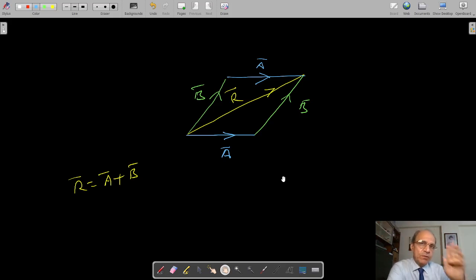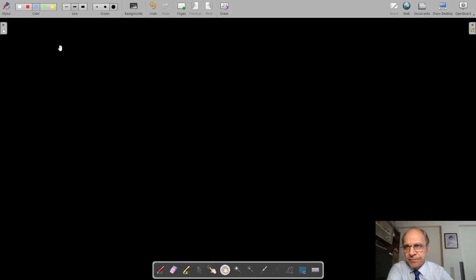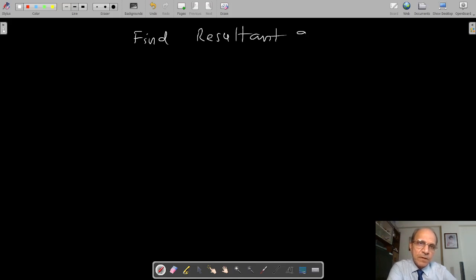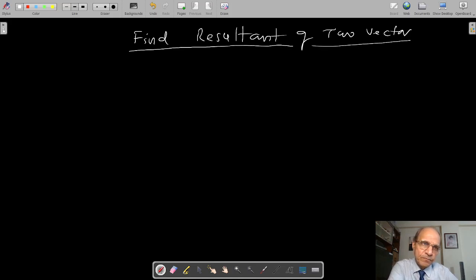Okay. So we have two vectors. What is our objective? We are given two vectors and we have to find their resultant. Find the resultant of two vectors. Please excuse me for my handwriting. Not good handwriting. Finding the resultant means we are doing vector addition. That is one and the same thing. Vector addition.